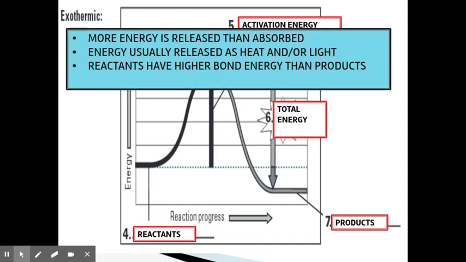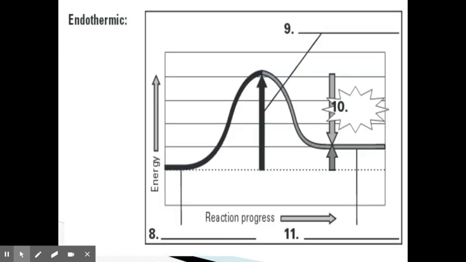In an exothermic reaction, the main thing to know is just bullet number 1. More energy is released than absorbed. It's usually released as heat or light. And the reactants have a higher bond energy than the products. But again, just knowing that energy is released in an exothermic reaction will be sufficient.